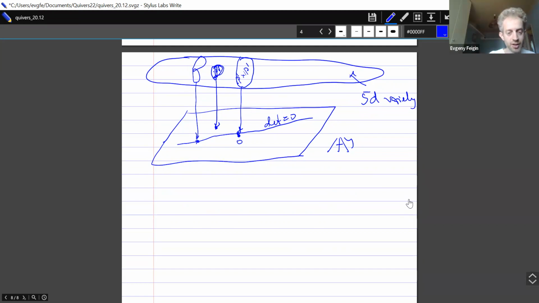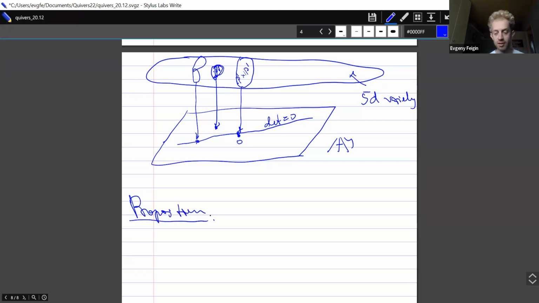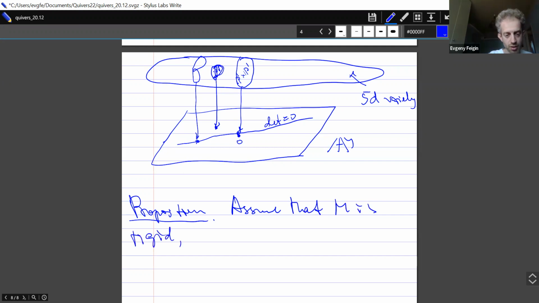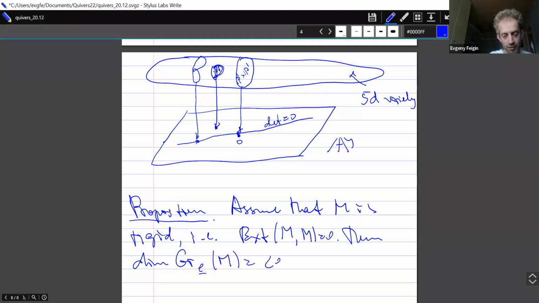Let me state one proposition, which is of a general nature. It's natural to ask, when can we say that the dimension of the Quiver Grassmannian is indeed the one we expect? And the answer is as follows. Assume that M is rigid, which means that the X of M is 0. Then the dimension of any Quiver Grassmannian is indeed the one given by the Euler form.